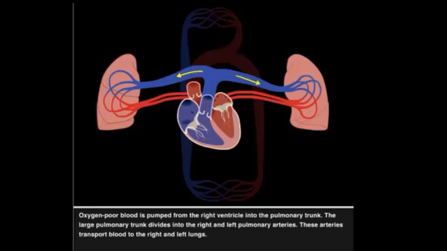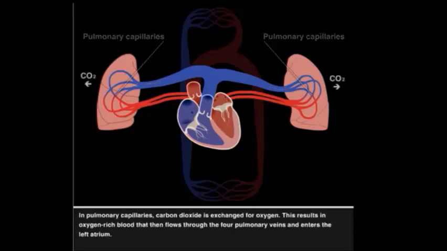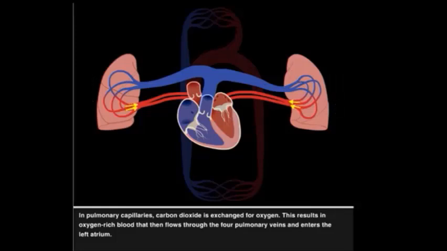The large pulmonary trunk divides into the right and left pulmonary arteries. These arteries transport blood to the right and left lungs. In pulmonary capillaries, carbon dioxide is exchanged for oxygen. This results in oxygen-rich blood that then flows through the 4 pulmonary veins and enters the left atrium.